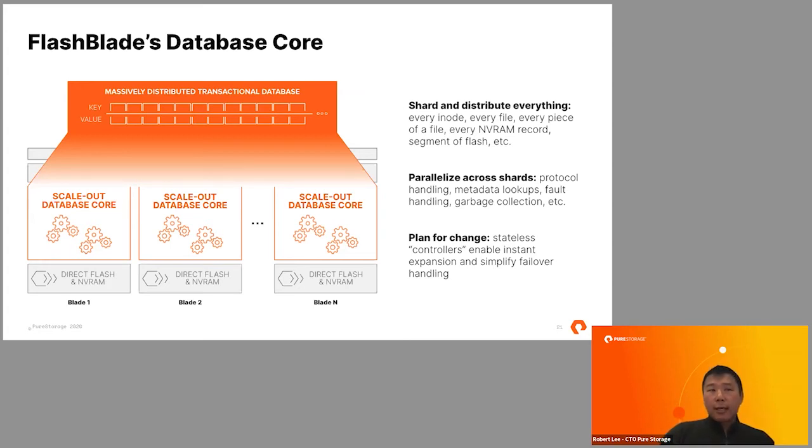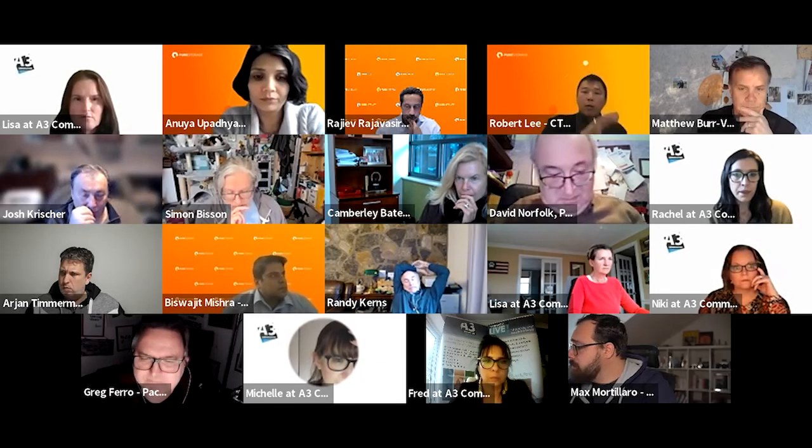The second attribute and outcome that customers are really gravitating towards, driven by this design, is this is really what is critical for us to delivering on a variety of small file, large file metadata performance. Well, why is that, right?